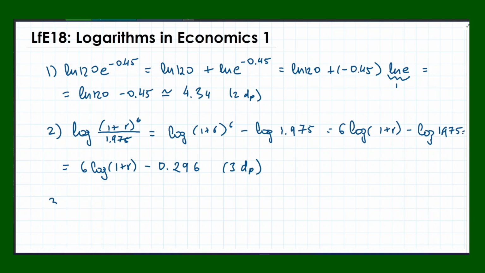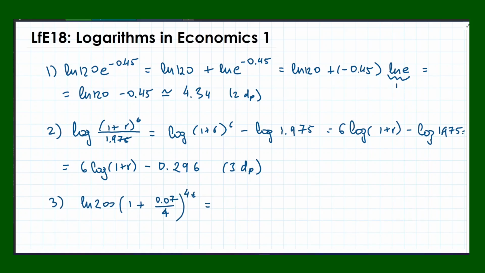So question number 3. I've got ln of 200 times 1 plus 0.07 over 4, to the 4t. Now, what can I do here?